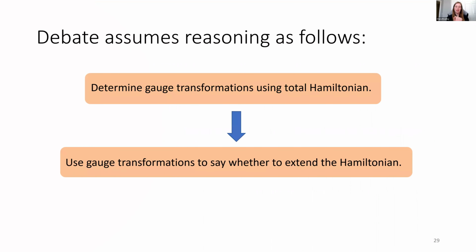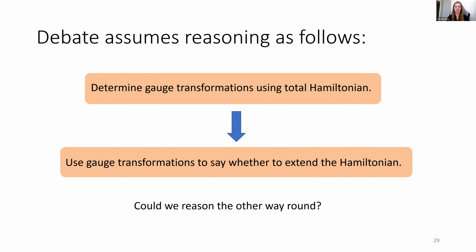And second, I think the debate rests on some questionable reasoning, which is that it assumes that we have to reason as follows. We first determine the gauge transformations using this total Hamiltonian, and then we use these gauge transformations to say whether we should extend the Hamiltonian. But could we reason the other way round? That is, could we motivate the extended Hamiltonian first and then use it to determine the gauge transformations?